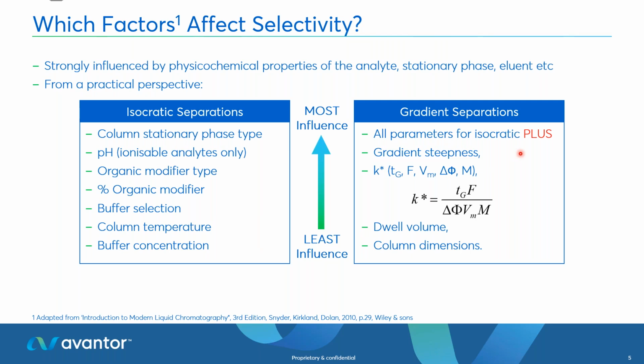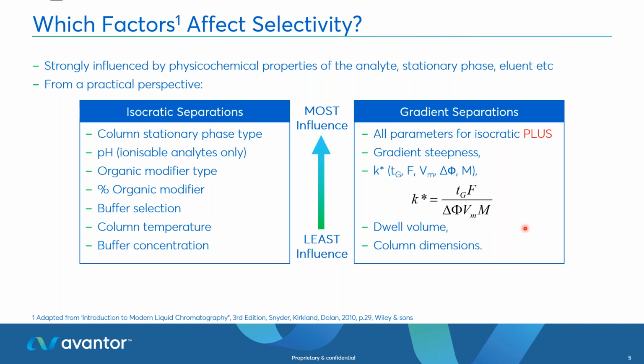When you're running a gradient method, you also have the gradient factors to think about. So how steep is that gradient? You know, some types of molecules prefer a shallower gradient. Some prefer a steeper gradient to give you improved selectivity. There's also this retention factor K star in a gradient method, and that takes into consideration the gradient time, the flow rate, the gradient range, and the column volume.